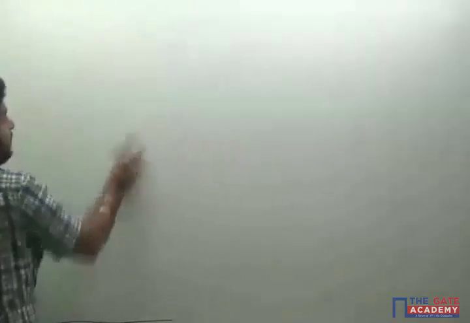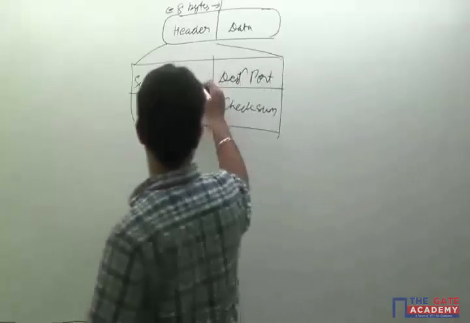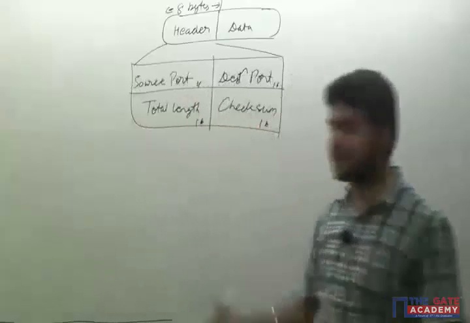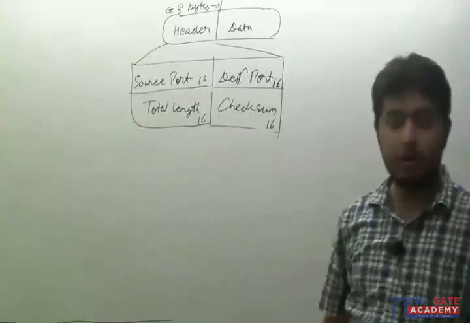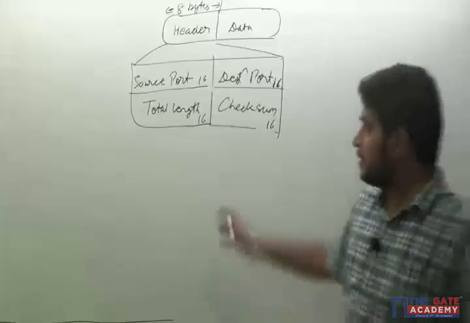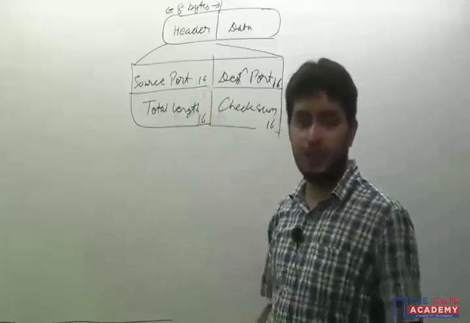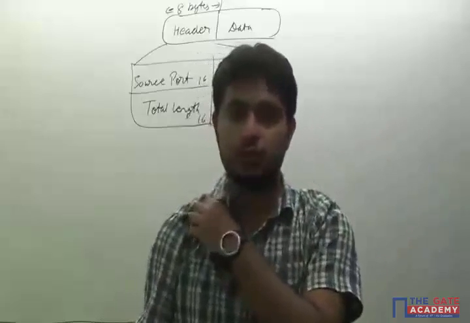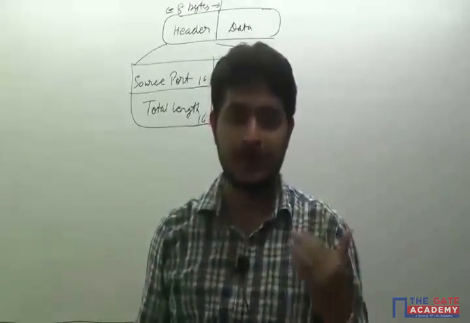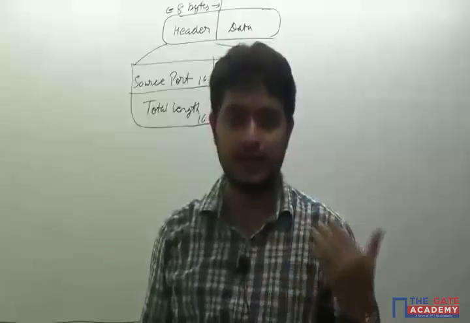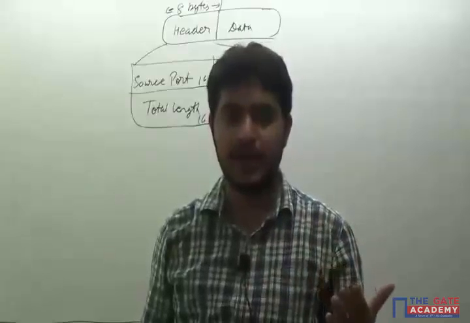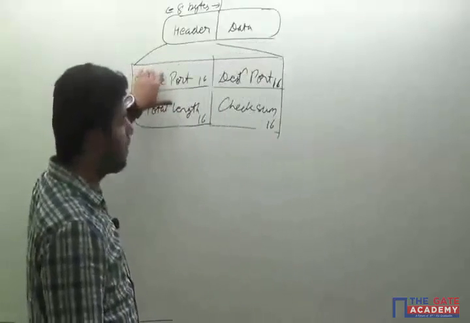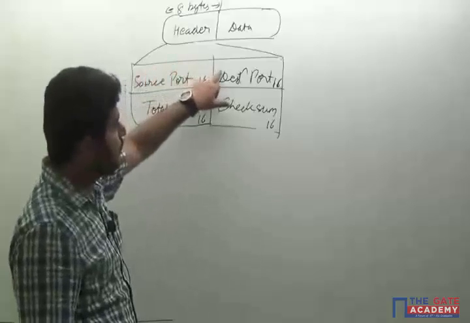Let's see the UDP header. The source port number is a 16-bit field. All these fields are 16-bit. Guys, you know the source port number. If a client is sending a request to the server, it will write its source port number here and the destination port number here.